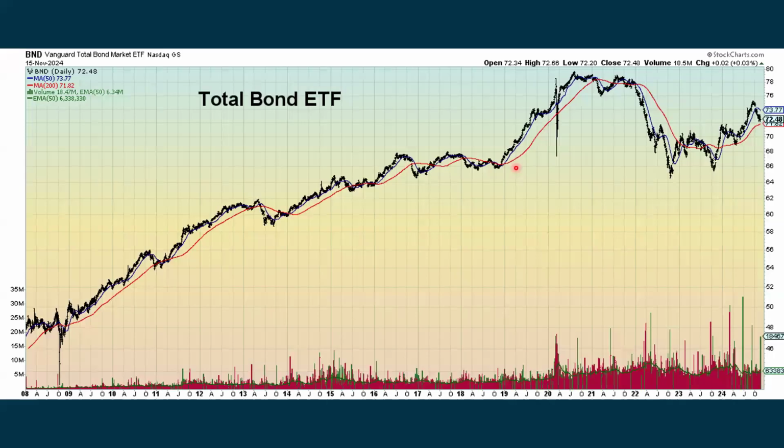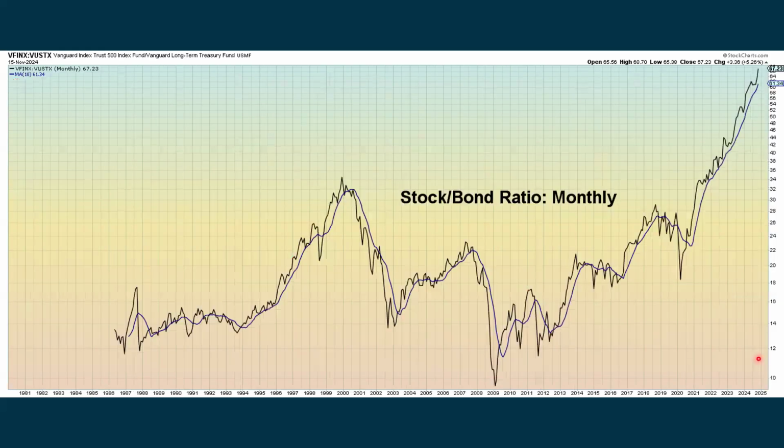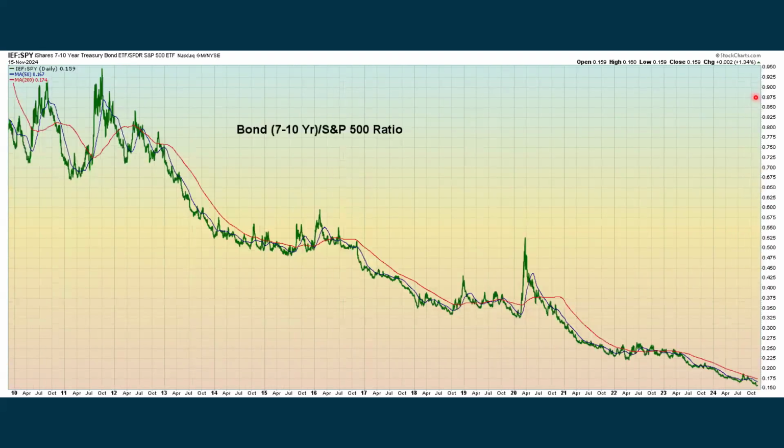This is the total bond ETF, which is still in a longer term uptrend, but has been pulling back, not quite down to its 200-day moving average. Really choppy here with the Pring World Bond Index, where we're still in an uptrend, but seeing some weakness here. And this is a monthly chart of a stock to bond ratio. When this is going up, that means longer term stocks are outperforming bonds based on price. This confirms that too. This is a daily chart showing how bonds are underperforming stocks.